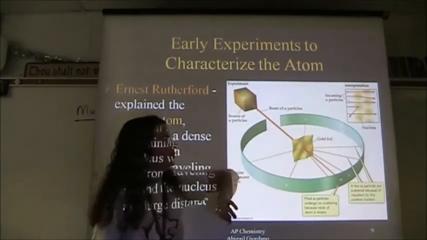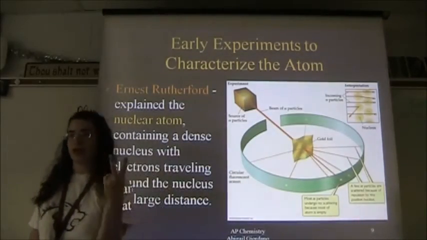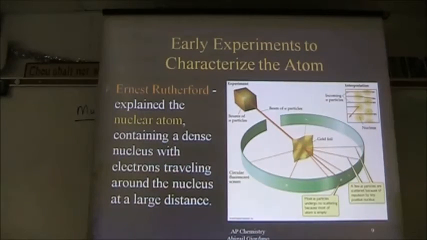Fires it at a sheet of gold foil, and we see 2 observations, which gives us 2 conclusions. Number 1, he notices that most of the alpha particles just passed straight through. What is the conclusion that we get from that? Atoms are made up of mostly empty space. Which means what about the size of the nucleus? It's extremely small.